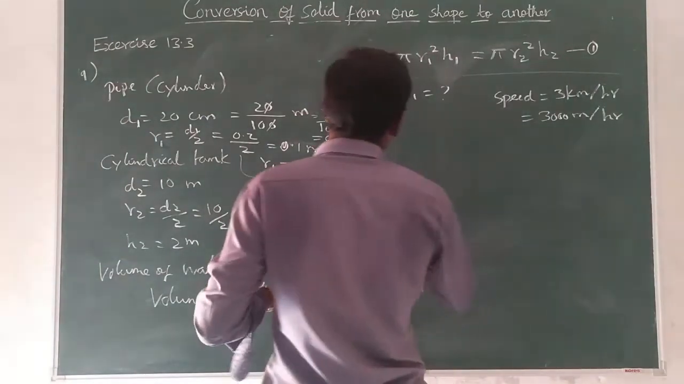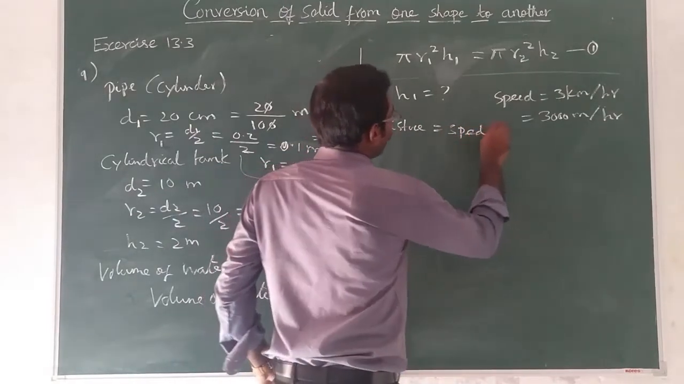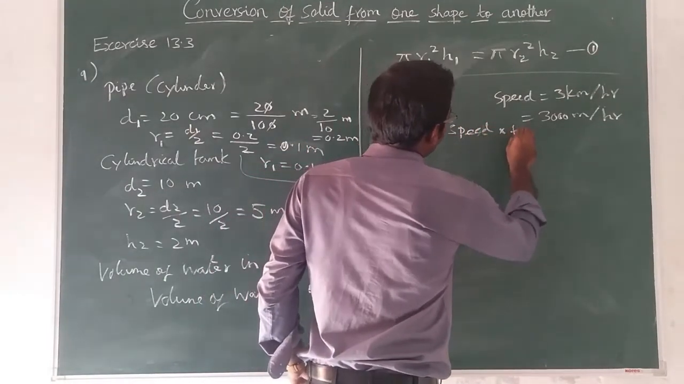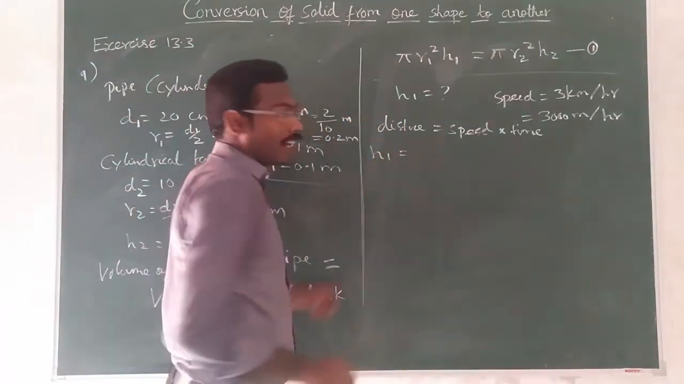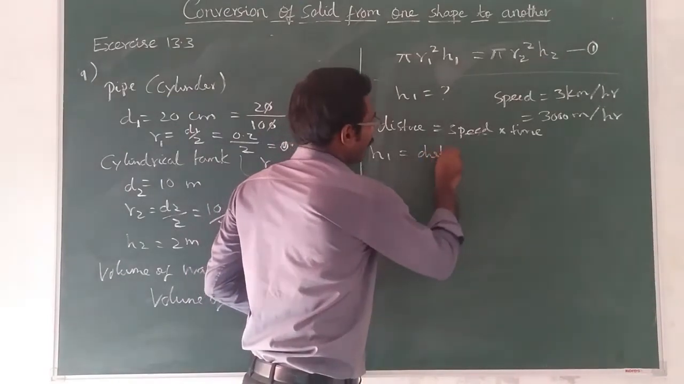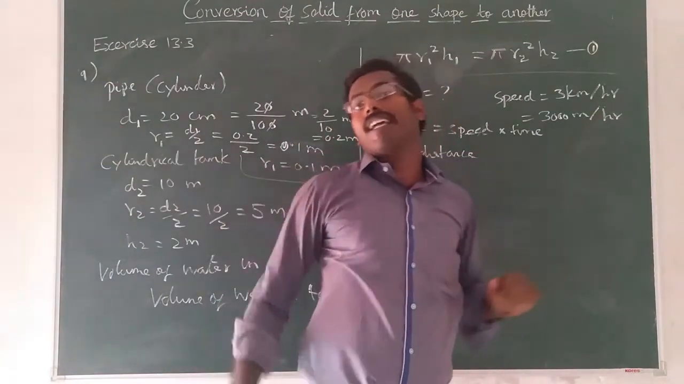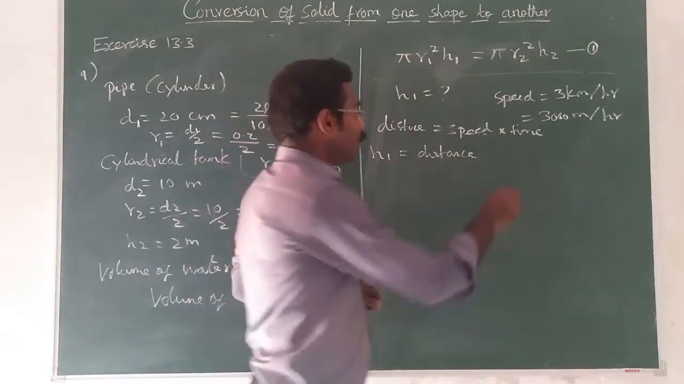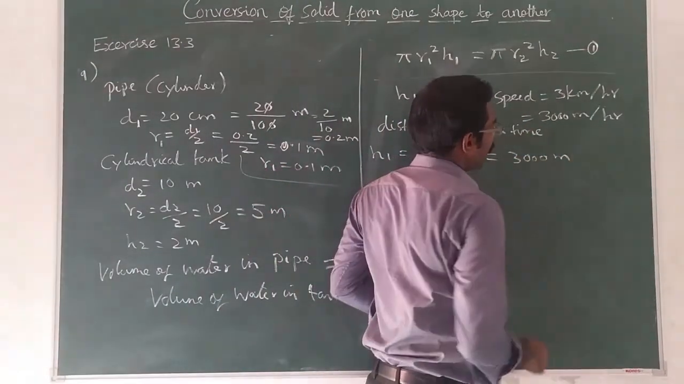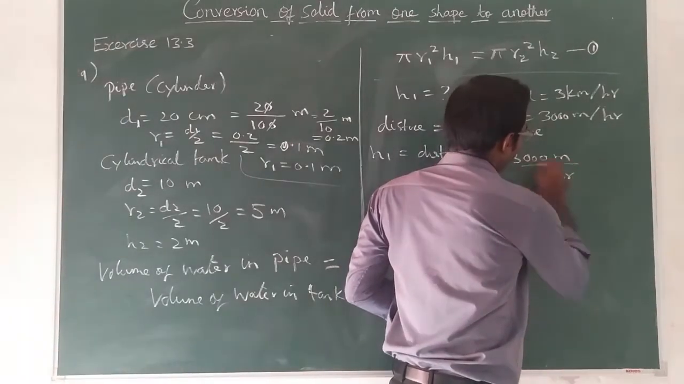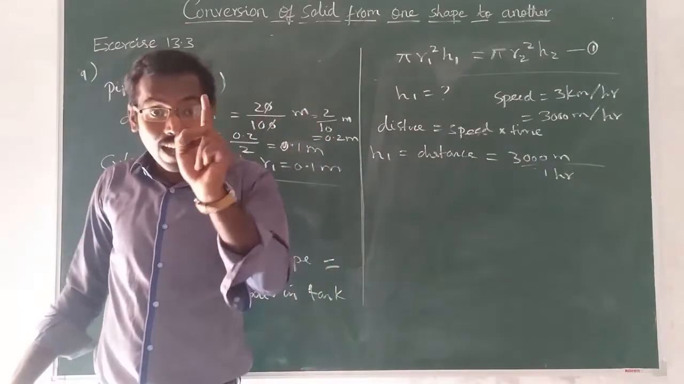So speed, distance, time. Do you remember the formula? Distance is equal to speed into time. Okay, so here this h1 is nothing but equal to distance. That is, height of the pipe is nothing but the distance traveled by the water. So distance equal to speed into time. So that is equal to speed is 3000 meter per hour. Per hour means 1 hour. Okay, then time is not given. Time only we need to find.